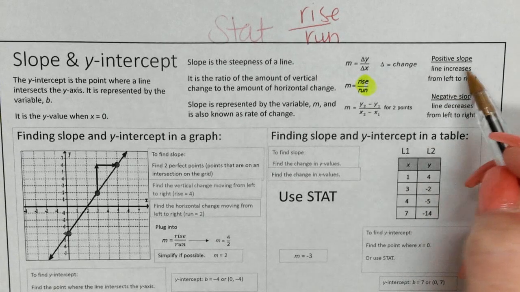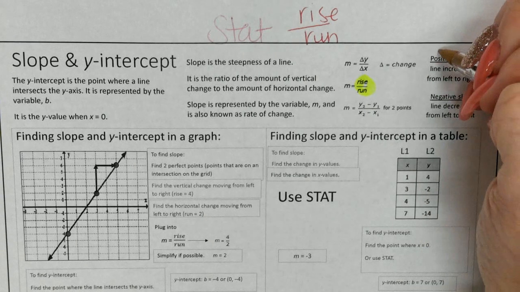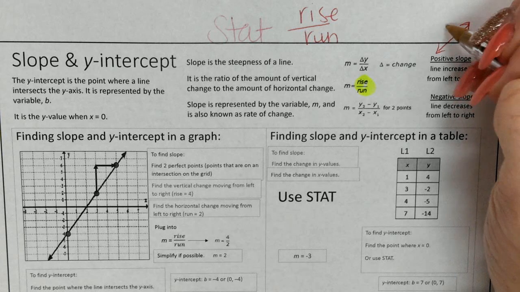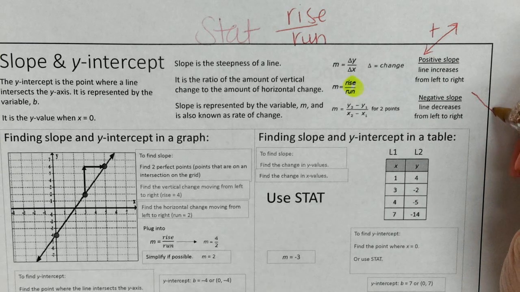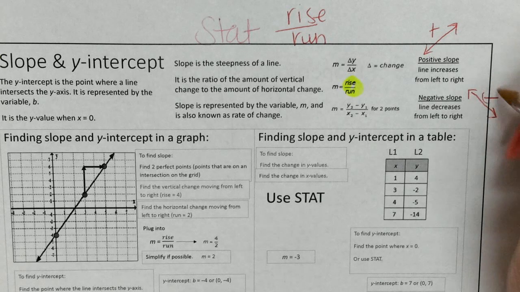A positive slope increases from left to right. That's a positive slope. A negative slope decreases, goes down from left to right. That's a negative slope.